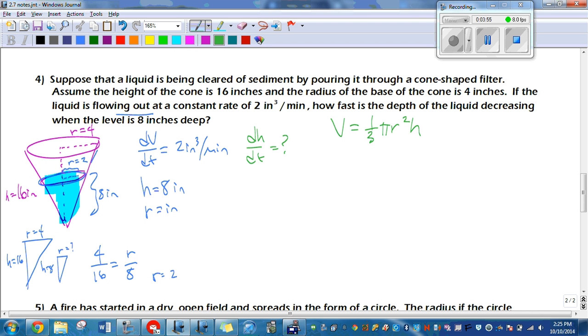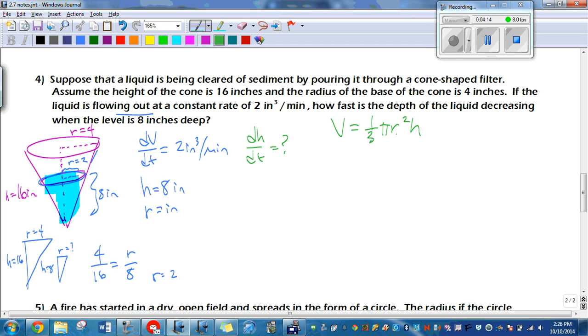Now we want to look at taking the derivative of this with respect to time. We do have one problem though. Well, over here we know what dV/dt is. We're trying to find dh/dt. We don't know what dr/dt is. So without knowing dr/dt, that's going to make this difficult. We have some missing information.